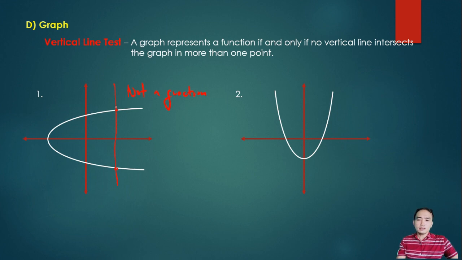Kasi nga, sa isang input natin, meron siyang dalawang output dito. Ibig sabihin, isa yung ating x, pero dalawa yung ating y. Number 2, an example also of a quadratic equation. This is a graph of a quadratic equation. Parabola. Opens upward. Okay, let us draw a line. Yun. It intersects at only one point. So, this is a function.